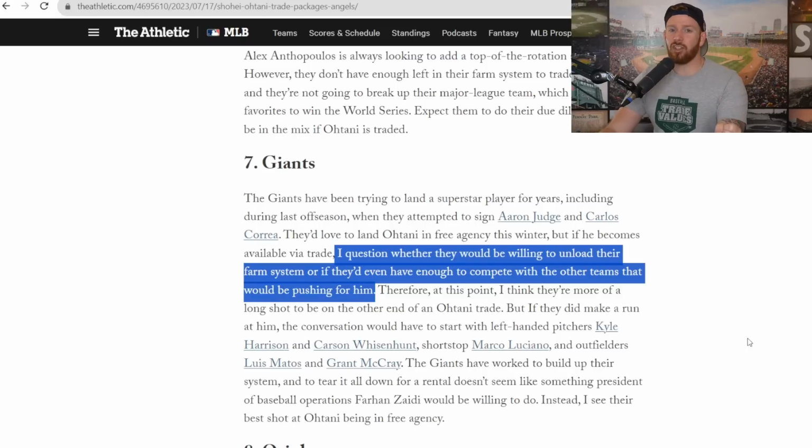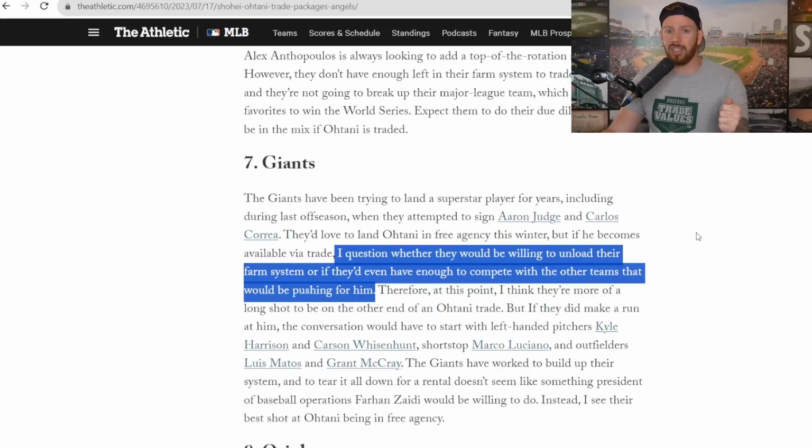Up next, he has the Giants, and he does say here, I question whether they would be willing to unload their farm system or if they'd even have enough to compete with the other teams that would be pushing for him. Now, I disagree with the part where he says if they'd have enough. They definitely have enough to get a deal done. But I do agree with the fact that I don't think the Giants would be willing to unload prospects.